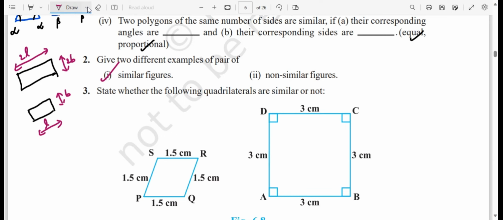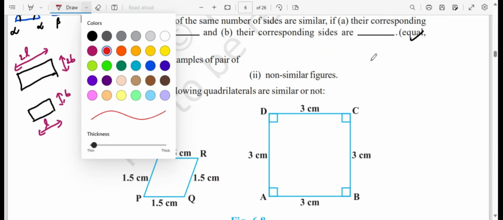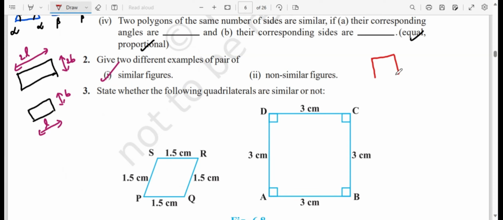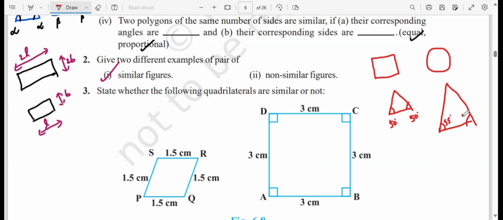For non-similar figures, I can draw a square and I can draw a circle. These two are not similar. Or I can draw two isosceles triangles. I can draw an isosceles triangle with, say, 50 degrees, and this is also 50 degrees. And one more isosceles triangle with an angle of, say, 55 degrees, here also 55 degrees. So these two triangles are not similar.